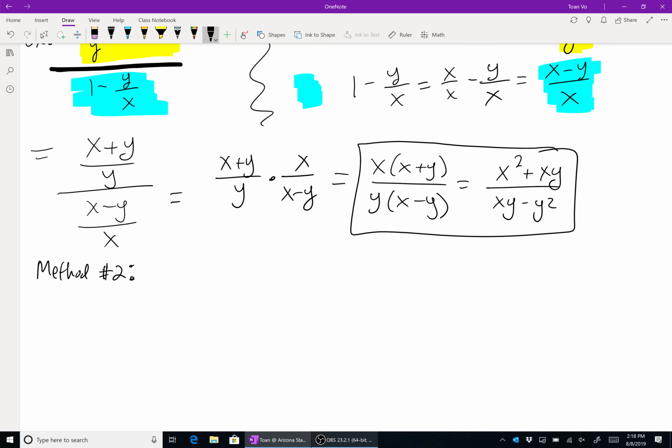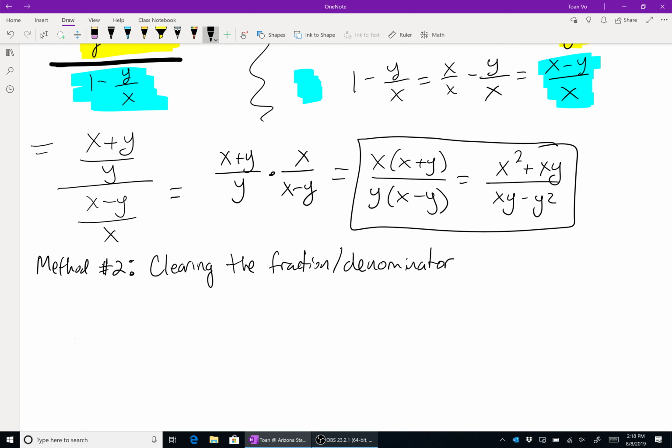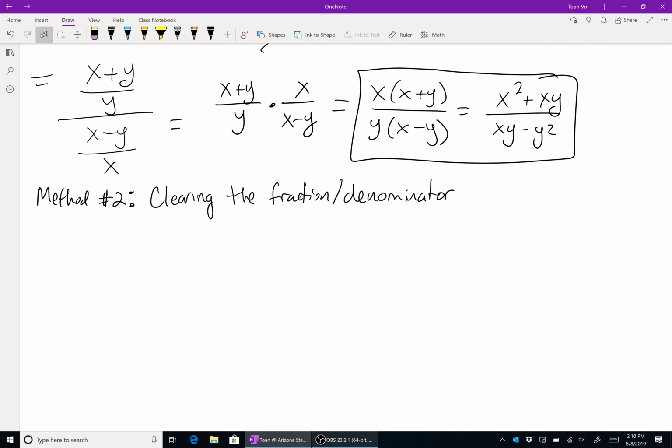So the method I like addresses the problem. Compound fractions look scary because of all of those fractions, so why not just get rid of them? This method is the clearing the fraction method, also known as clearing the denominator. The only skill we need from yesterday is to be able to find LCDs. If you can find LCDs, you can clear the fraction. So let's do the same example, so we should get the same answer.